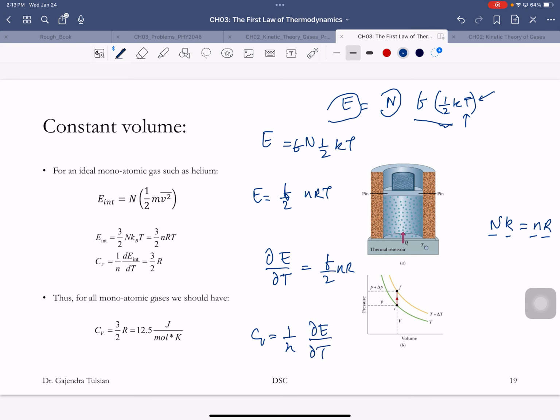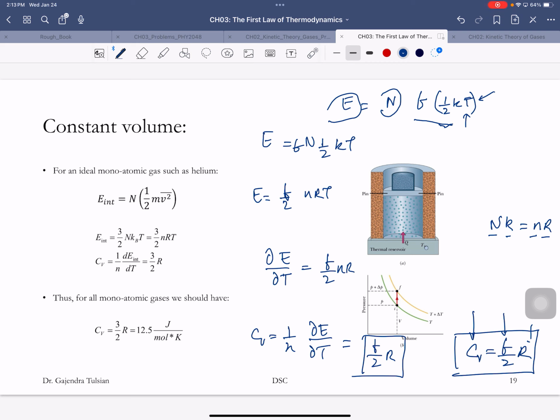So this just tells you how much energy increases for every degree rise in temperature. That's all it's telling you. And this is per mole. And so that becomes F over 2 R. So Cv equals F over 2 R. The specific heat at constant volume is the number of degrees of freedom divided by 2, times R.